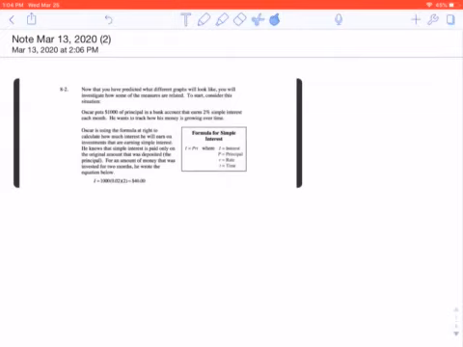It says, now that you have predicted what different graphs look like, we will investigate how some of the measures are related. To start, consider this situation. Oscar puts $1,000 of principal into a bank account that earns 2% simple interest each month. He wants to track how much his money is growing over time.